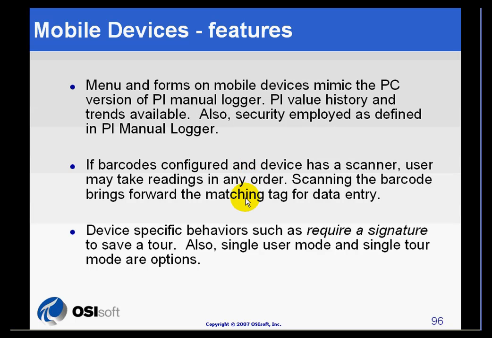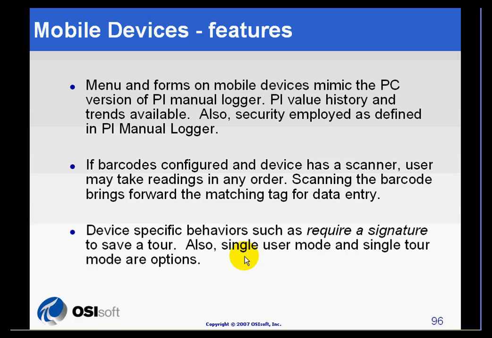Whenever collecting data for a tour that contains many tags, barcodes can be used to navigate through the tags so that an operator can collect data by scanning the equipment, and when the equipment is scanned, Manual Logger will take you directly to the tag that's associated with that barcode, and it'll be ready for you to enter the data.